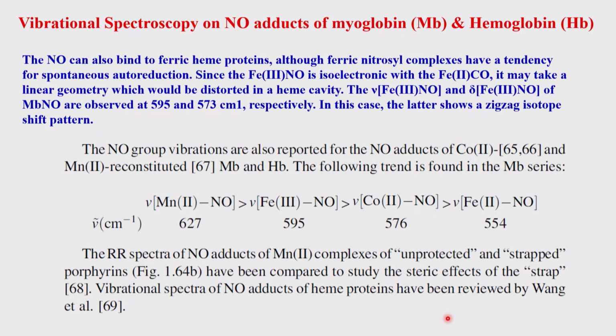We need to look at the NO binding. It is also important in bioinorganic chemistry. The NO transport in many of these systems is important in the blood, and in iron-containing proteins like myoglobin and hemoglobin. If you see the geometry, Fe-N-O is important, and delta, that is the bending. So the stretching vibration and the bending vibration are observed at 595 and 573 centimeter inverse.